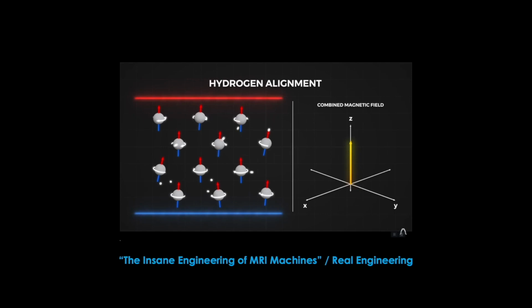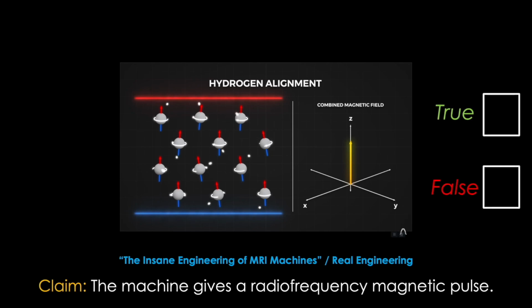Okay, next clip. Once the atoms are aligned in the machine's incredibly strong magnetic field, the machine gives them a tiny nudge using a magnetic radio frequency pulse. So claim: the machine gives a radio frequency magnetic pulse.